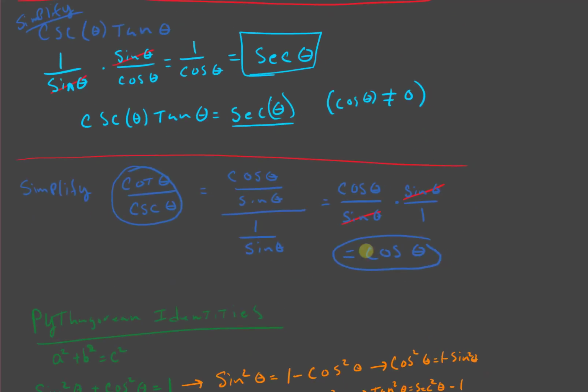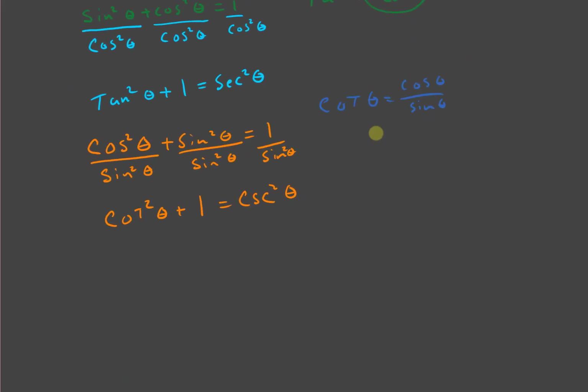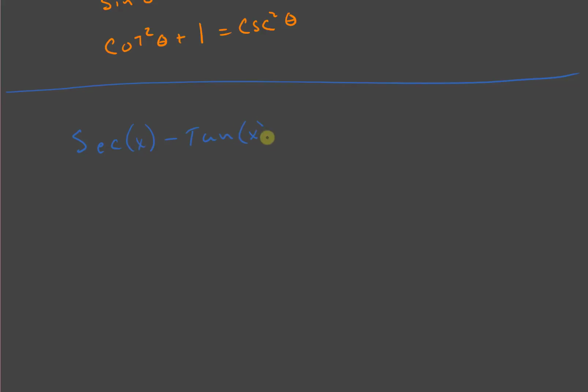Now that we have our Pythagorean identities down, let's take a look at some example problems simplifying expressions using those Pythagorean identities. So here's our first example. Secant of x minus tangent of x times sine of x. Now we want to write this in terms of sine and cosine. That's always a good strategy to start with these.